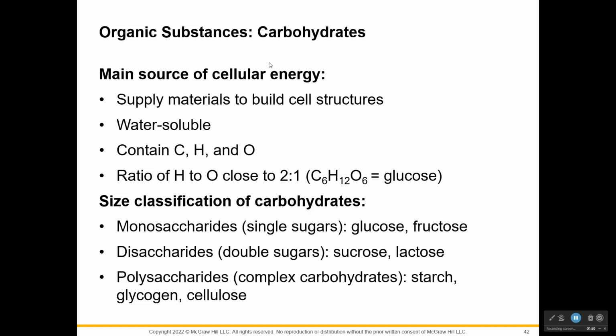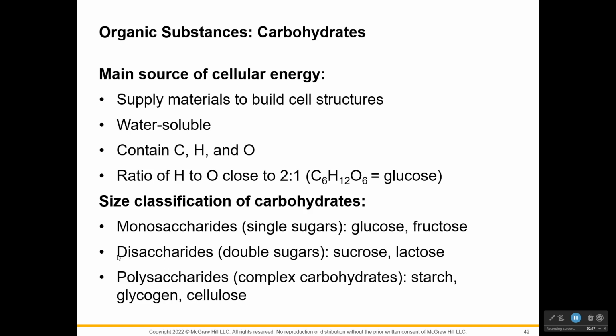So back to carbohydrates, they are a source of energy. This sugar, think about giving kids sugar and how they go crazy. There are some classifications of these carbs based on their size. Mono means 1, saccharine means sugar. So this means 1 sugar. They're simple sugars, and examples are glucose and fructose, also galactose.